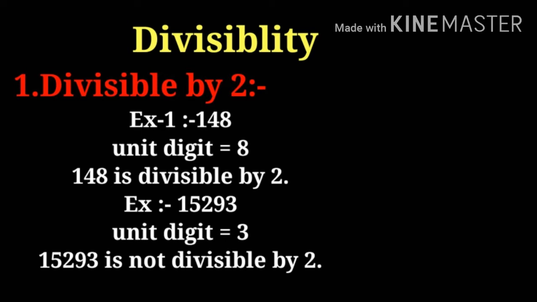See the first example, 148. 148 is divisible by 2 because the unit digit of 148 is 8. 8 is divisible by 2, hence 148 is divisible by 2. Next one, example 2. Observe the example 2, that is 15293. The unit digit of 15293 is 3. 3 is not divisible by 2, hence 15293 is not divisible by 2.